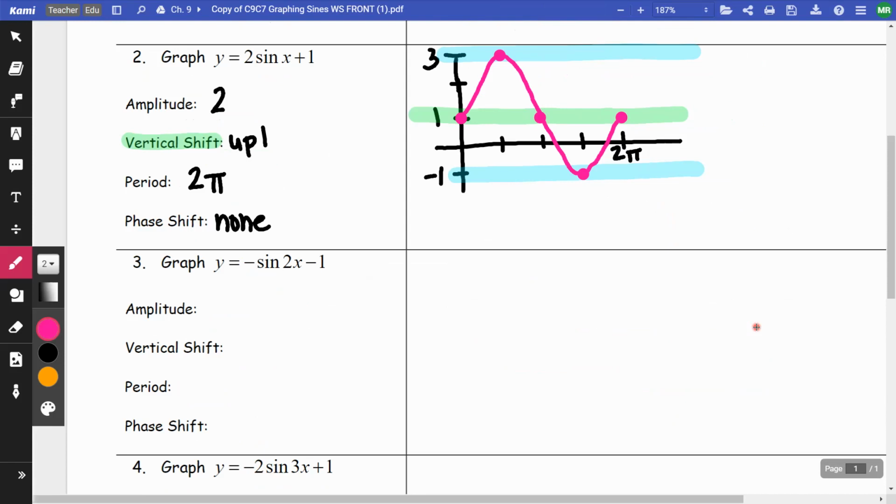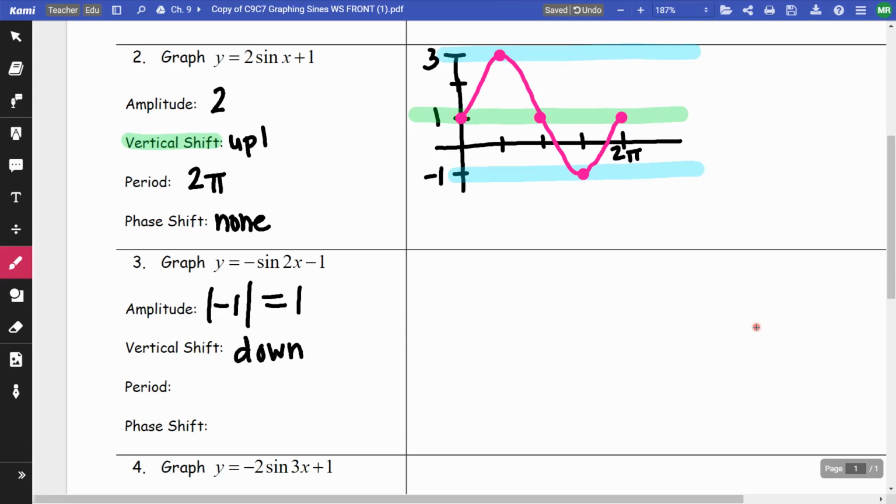So for this one, I have a negative in front. So my amplitude, I take the absolute value of it. It's 1. Always take the absolute value of it. My vertical shift is down 1 because of the -1. My period, because of this 2 in front of my x, is going to be 2 pi divided by b. b is that number. Okay, so 2 pi divided by 2 is pi. And then my phase shift is none.